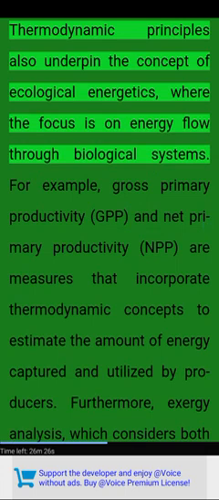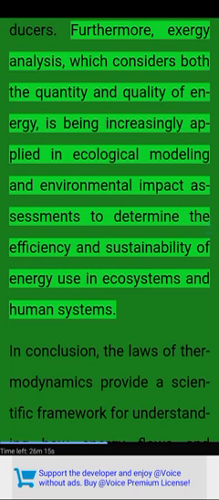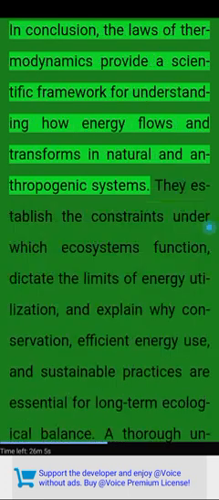Thermodynamic principles also underpin the concept of ecological energetics, where the focus is on energy flow through biological systems. For example, gross primary productivity (GPP) and net primary productivity (NPP) are measures that incorporate thermodynamic concepts to estimate the amount of energy captured and utilized by producers. Furthermore, exergy analysis, which considers both the quantity and quality of energy, is being increasingly applied in ecological modeling and environmental impact assessments to determine the efficiency and sustainability of energy use in ecosystems and human systems.